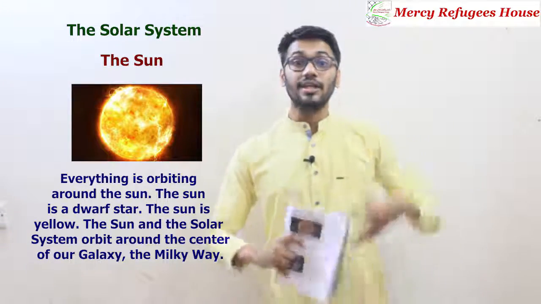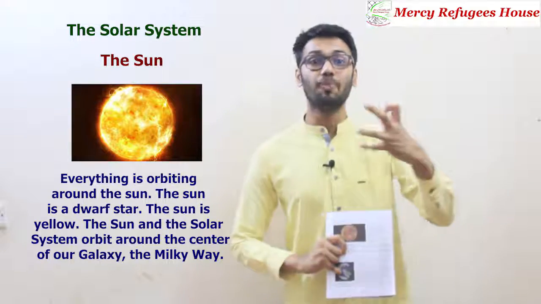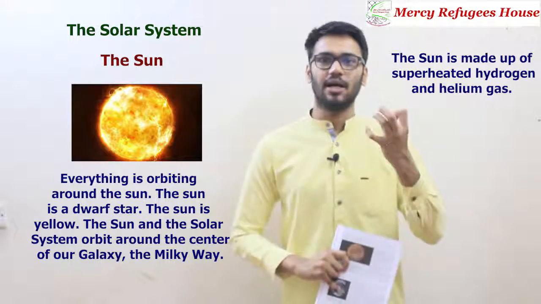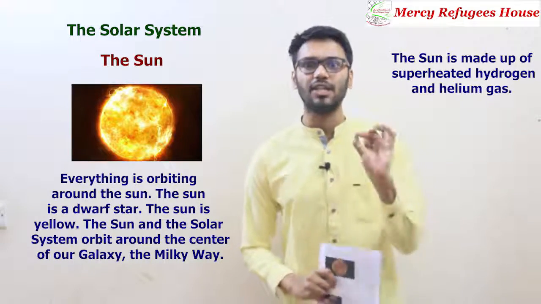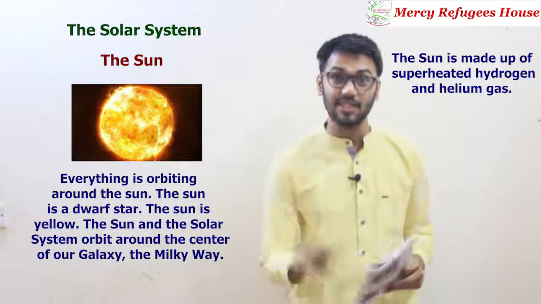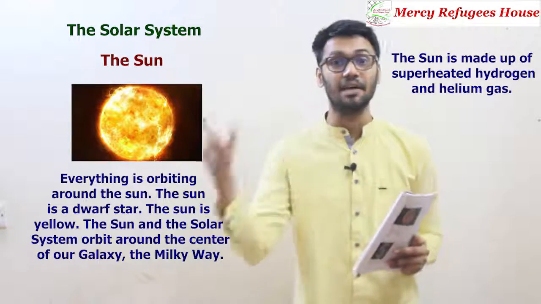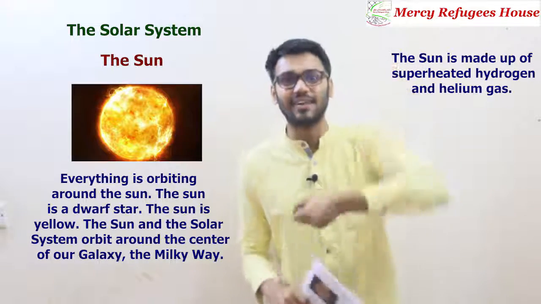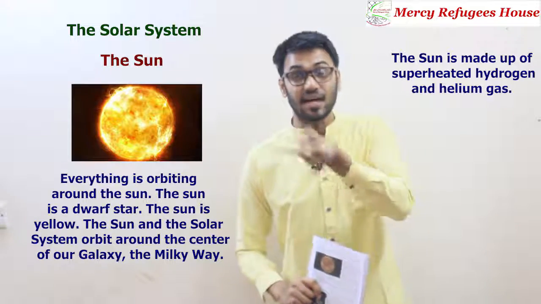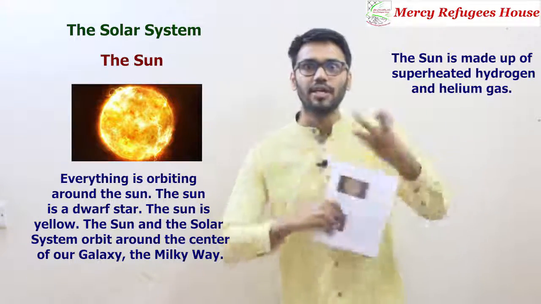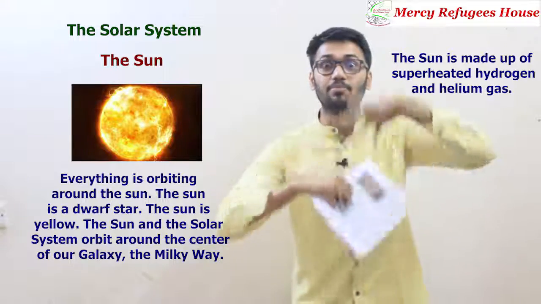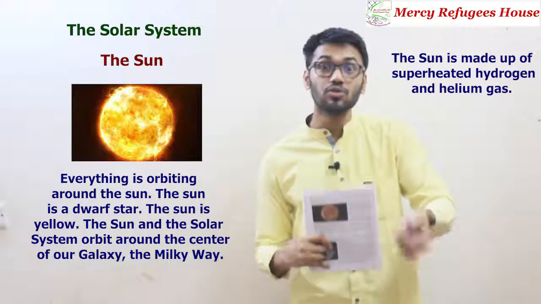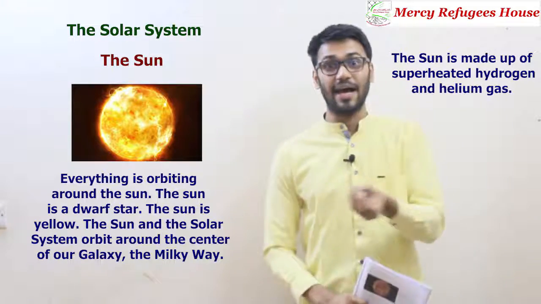Now, the sun is made up of superheated, meaning too much hot, element known as hydrogen. And another thing is helium. Helium is a gas. Hydrogen is another gas. Both of these gases are very hot. That's why when they mix together, they keep burning. The sun is burning all the time because it is made of hydrogen and helium.